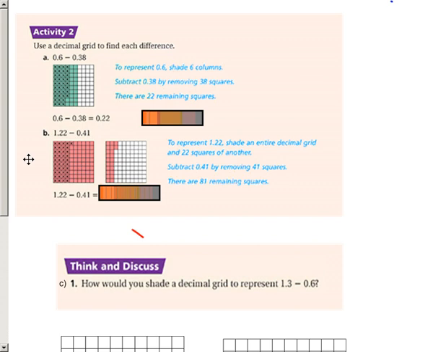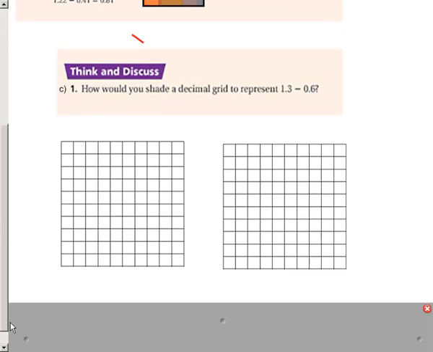In this example, they shaded in 1 and 22 hundredths red. Then they crossed out 4/10 and 1 hundredth. And then 0.81, 81 hundredths is what you have left that's not crossed out. So let's go ahead and try that.